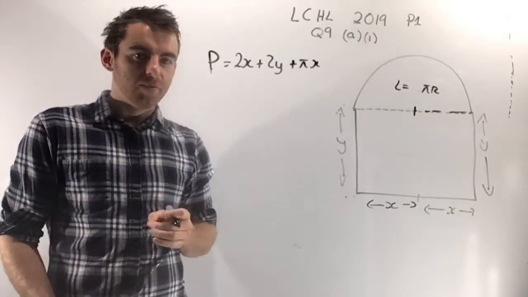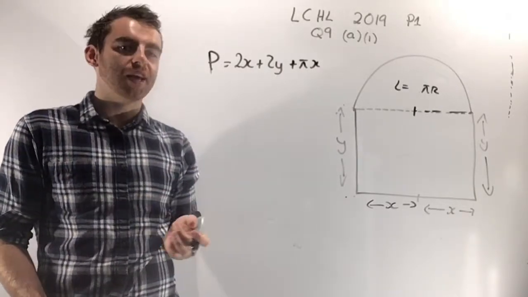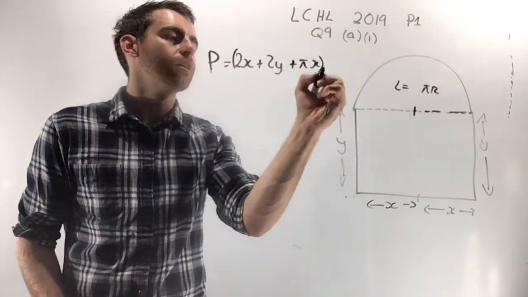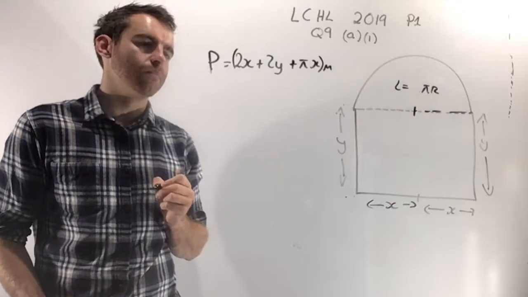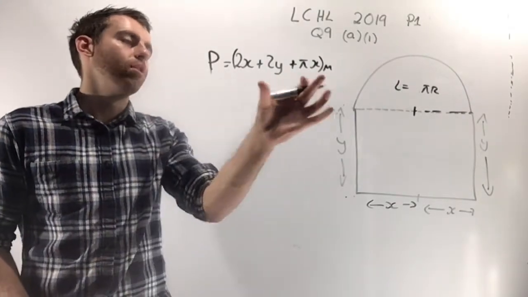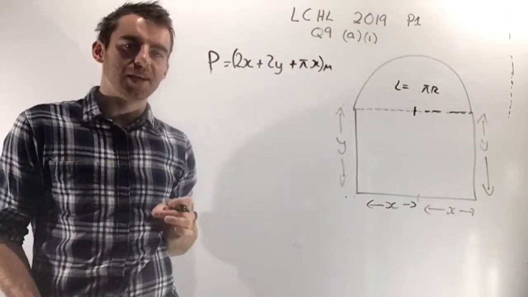Now you got the full marks for that in that case, but just to be safe, since it did mention meters in the question, I would always indicate if you're dealing with a distance that this is in meters. So you could say it's 2x meters, 2y meters plus pi x meters, or you could just label it as that, where the whole thing is actually in meters.